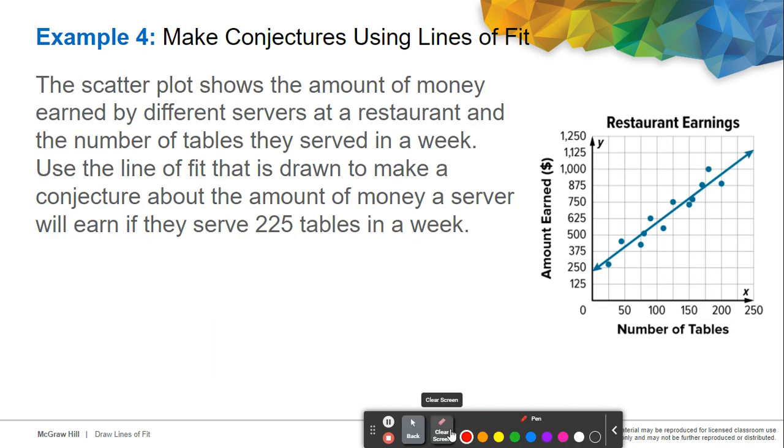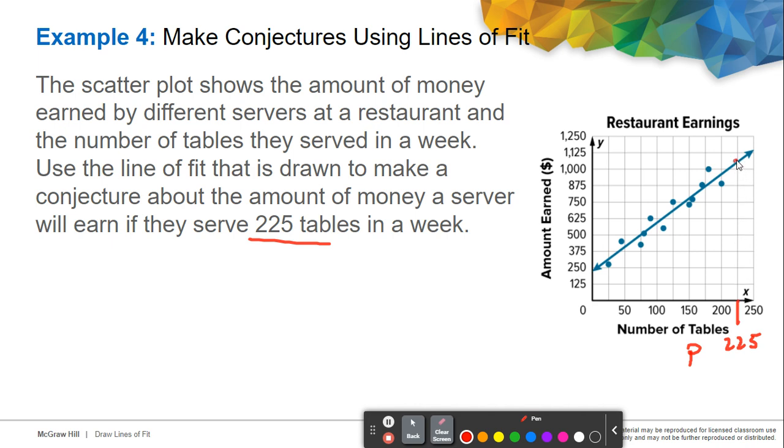The scatter plot shows the amount of money earned by different servers at a restaurant and the number of tables they serve in a week. Use the line of fit drawn to make a conjecture about the amount of money a server will earn if he or she serves 225 tables in a week. Let's find 225 on our number of tables. It's in between 200 and 250. That's 225. Let's go all the way up.